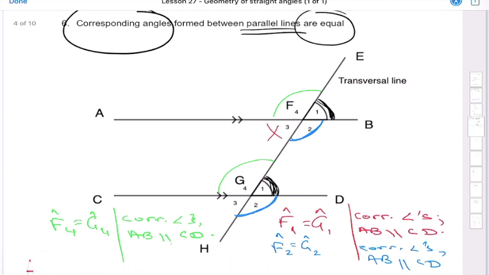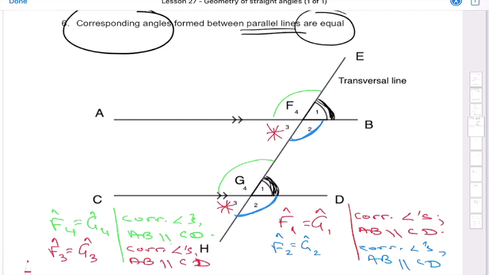Finally, that angle there, F3, and this angle there, G3, those two are sitting below the parallel lines to the left of the transversal line. So they are also corresponding. Therefore, angle F3 is equal to angle G3. Reason, because these are corresponding angles. Then state the parallel lines. That will be AB parallel to CD.